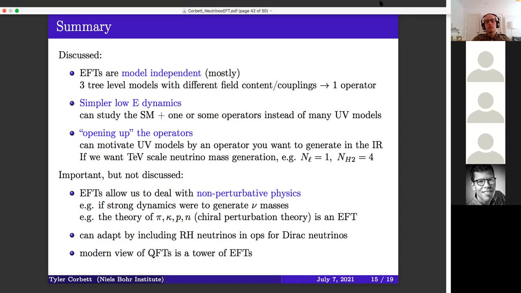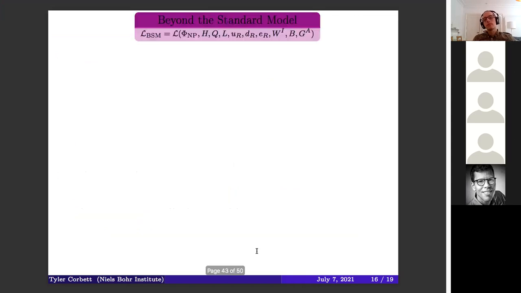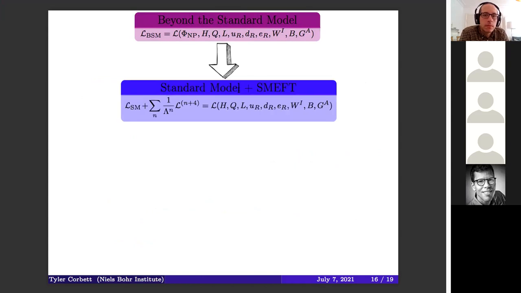And then, with the very little bit of time that I think I have left, I just want to mention the modern view of quantum field theories is really that they're a tower of effective field theories. What I mean by this is, if I have some beyond the standard model theory with some heavy new particles, and then all the standard model particle content, I can integrate out these heavy new particles, and I get the standard model plus the standard model EFT. So the standard model Lagrangian plus a tower of new effective operators suppressed by a mass scale. And the only particles in this theory are the standard model particles in their gauge representations.